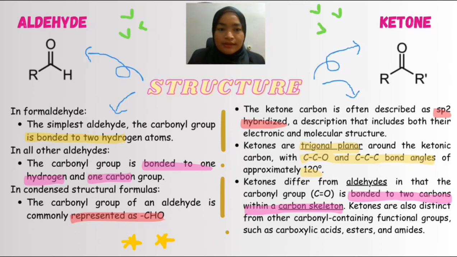So we move on to the next, which is ketone. The ketone carbon is often described as sp2 hybridized, a description that includes both their electronic and molecular structure. Ketones are trigonal planar around the ketonic carbon with CCO and CCC bond angles of approximately 120 degrees. Ketones differ from aldehydes in that the carbonyl group C=O is bonded to two carbons within a carbon skeleton. Ketones are also distinct from other carbonyl-containing functional groups such as carboxylic acids, esters, and amides.